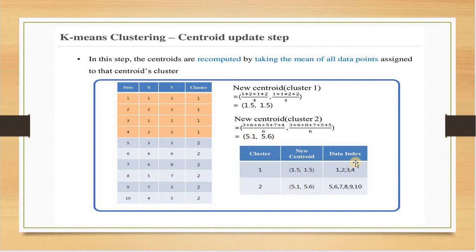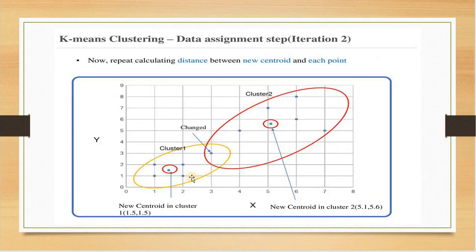See, we got the new centroids, and the data indices are 1, 2, 3, 4, 5, 6, 7, 8, 9, 10. Firstly we had the centroids at this and this, but now our new centroids are over here and over here. Now the problem is that this point is in both the clusters, in cluster 1 and cluster 2, and it is not good. So we have to put this data point either over here or over here.